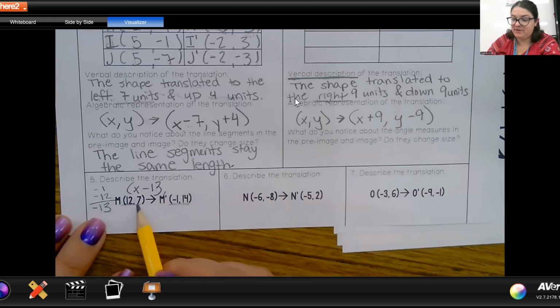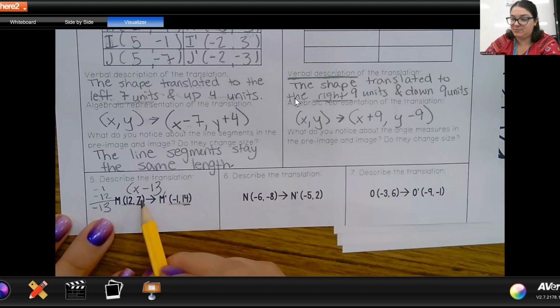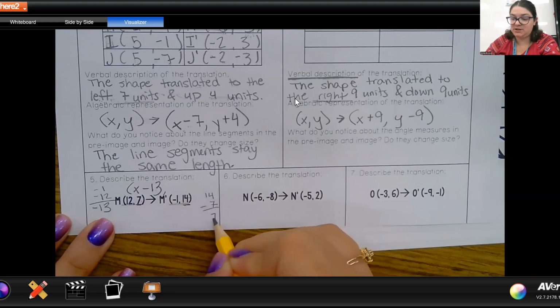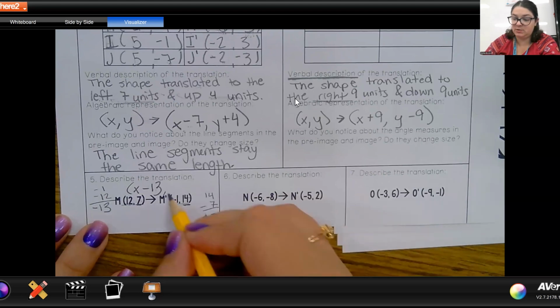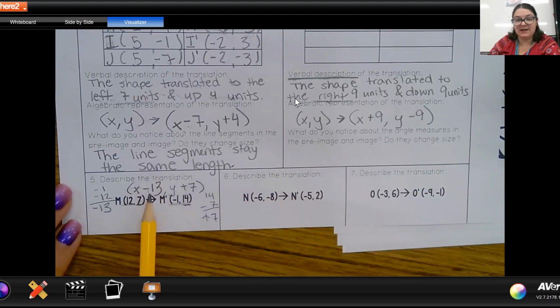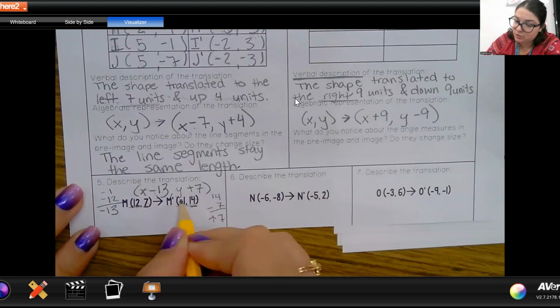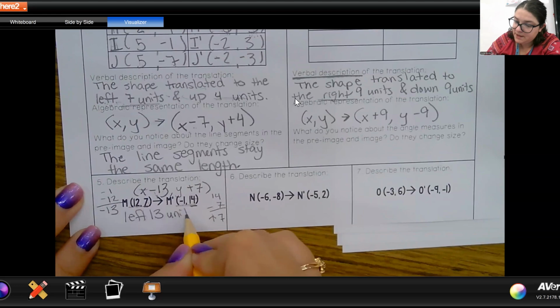My y went from 7 up to 14. So again, I'm going to take my image and subtract it from the pre-image. If I do 14 minus 7, that gives me 7. So this went up 7, or a positive change of 7. So it'd be y plus 7. So what does that mean? On my x-axis, if I'm going negative, that means I'm going to the left. On my y-axis, if it's positive, that means I'm going up. So this translation was left 13 units and up 7 units.